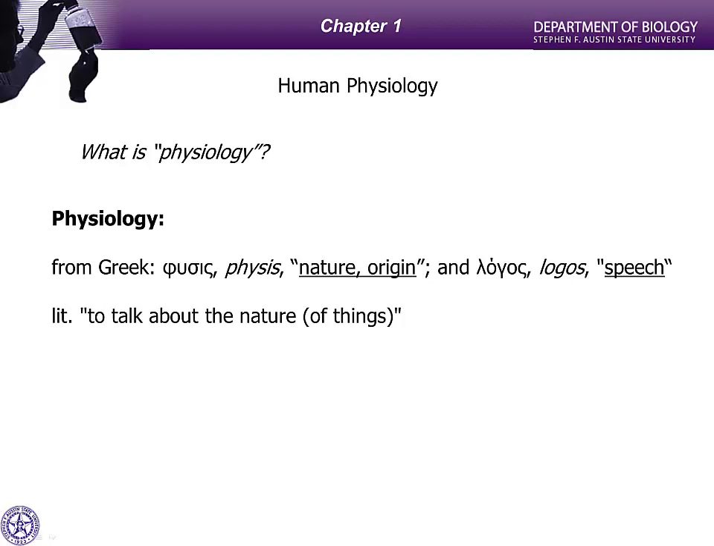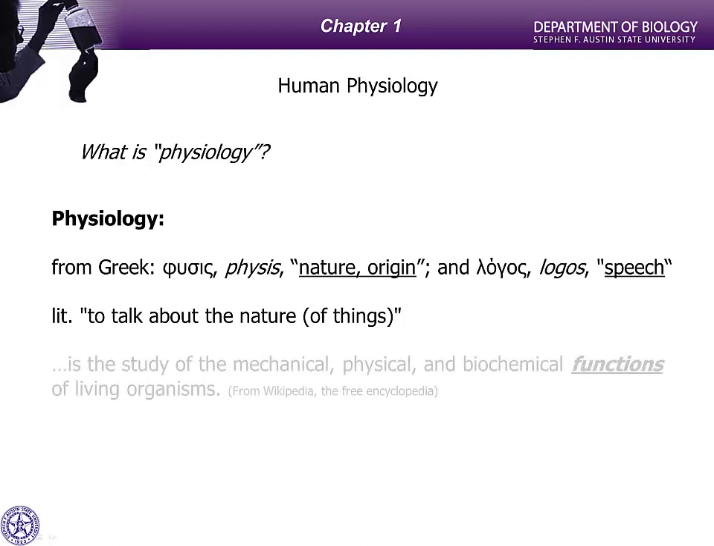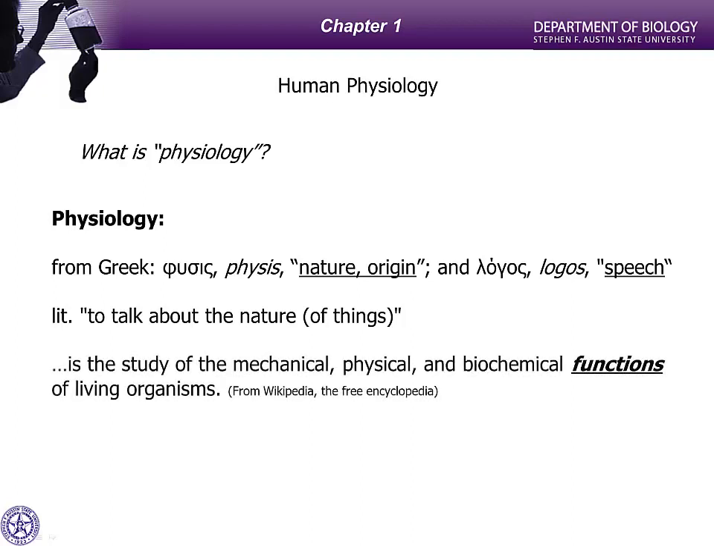Now, one of the great sources of information of our day that a lot of people don't necessarily put a lot of credibility in is Wikipedia. It's usually one of the first places I go to look for information. And this is really a very small synopsis of what we mean with physiology. So physiology is the study of the mechanical, physical, and biochemical functions of living organisms. And for our purposes this semester, that organism is going to be the human body.